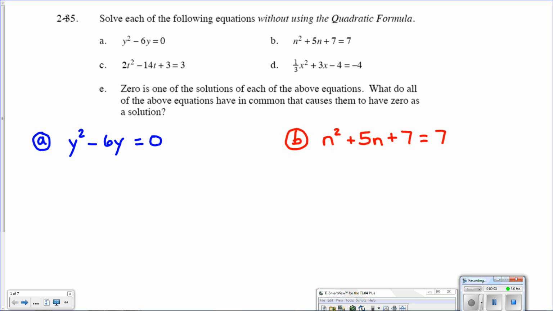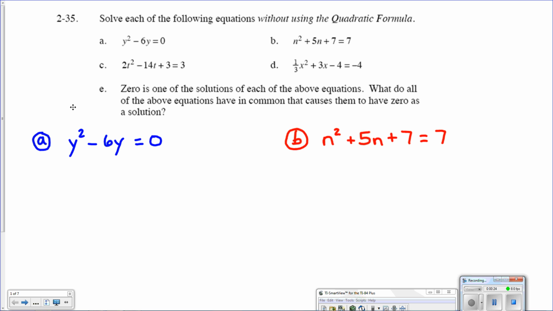All right, problem 2-35. Solve each of the following equations without using the quadratic formula. There are 4 different equations here we're looking to solve, and then we have to answer a question on letter E. So letter A: y squared minus 6y equals 0.